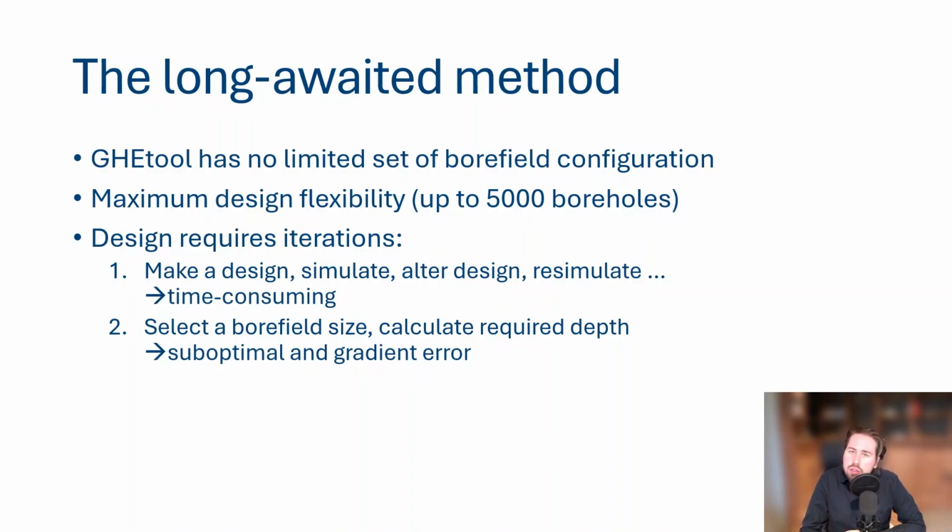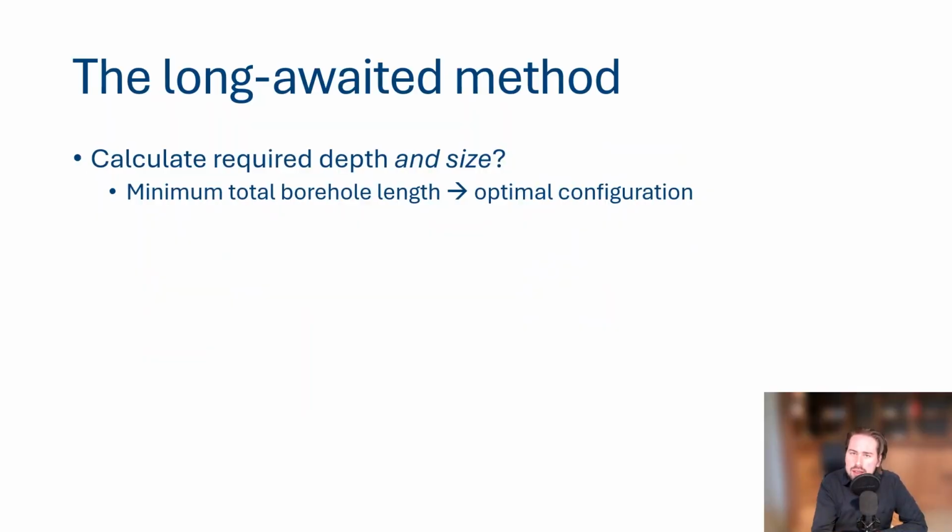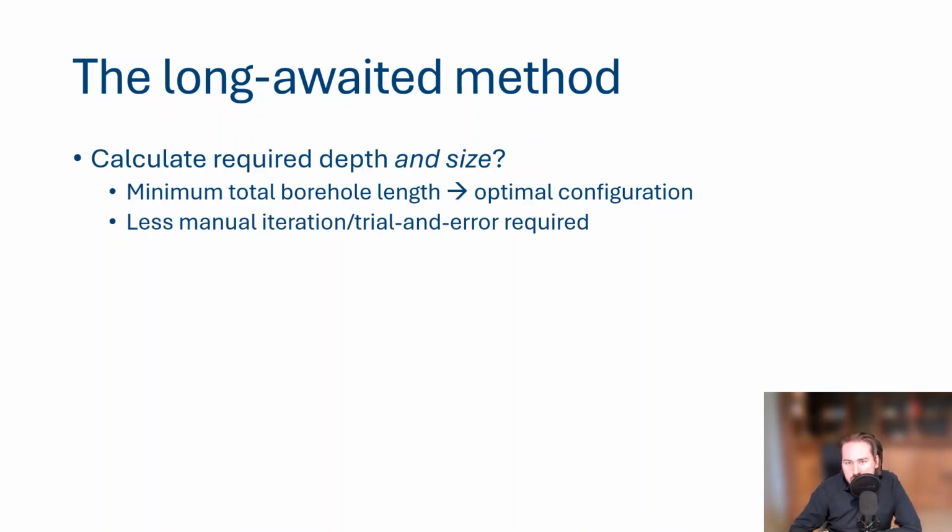So, what you've been requesting since we launched GHG2 Cloud last November, in 2024, is: isn't there a method to calculate the required depth and borefield size? The idea is that you have an optimization algorithm that determines for you the minimum total borehole length. And you don't need as much manual iteration and trial and error, you just say, this is my available space, what should I do?